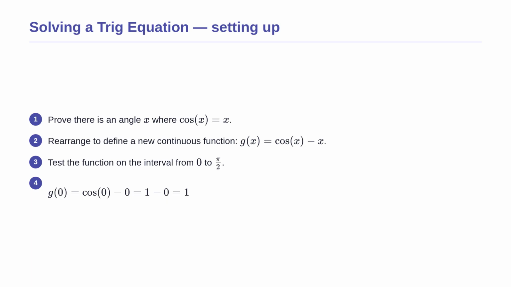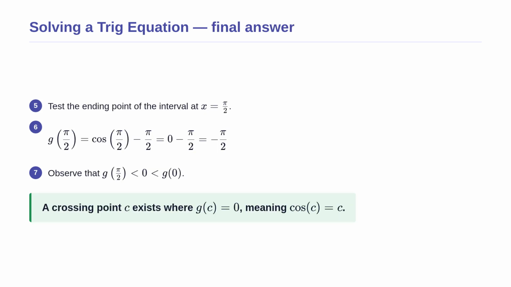We will test this function over a logical interval from 0 to pi/2. Plugging in 0, the cosine of 0 is 1, leaving us with a starting height of +1. Now we test the ending point of a chosen interval. We plug in pi/2. The cosine of pi/2 is exactly 0.